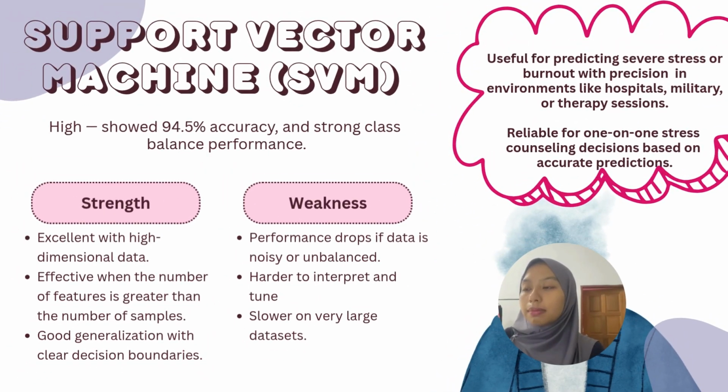SVM shows high potential with 94.5% accuracy. The strength of SVM is that it works very well with high dimensional data. It is more effective when the number of features is larger than the number of samples, and also provides good generalization. However, it doesn't perform well if the data is unbalanced or noisy, it is a bit hard to tune and interpret, and it works slower with very big datasets. SVM is useful for predicting stress or burnout with higher accuracy, suitable for environments like hospitals or therapy sessions, and it provides professionals like therapists with a reliable basis for one-on-one stress counseling decisions.